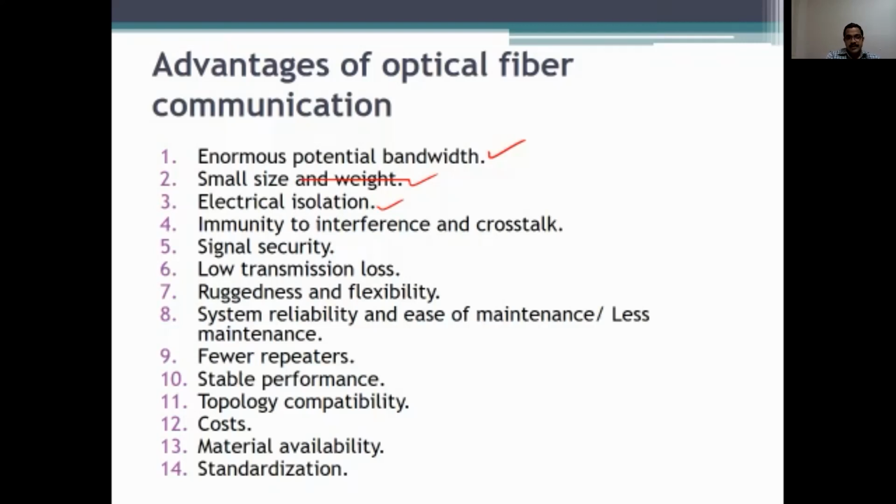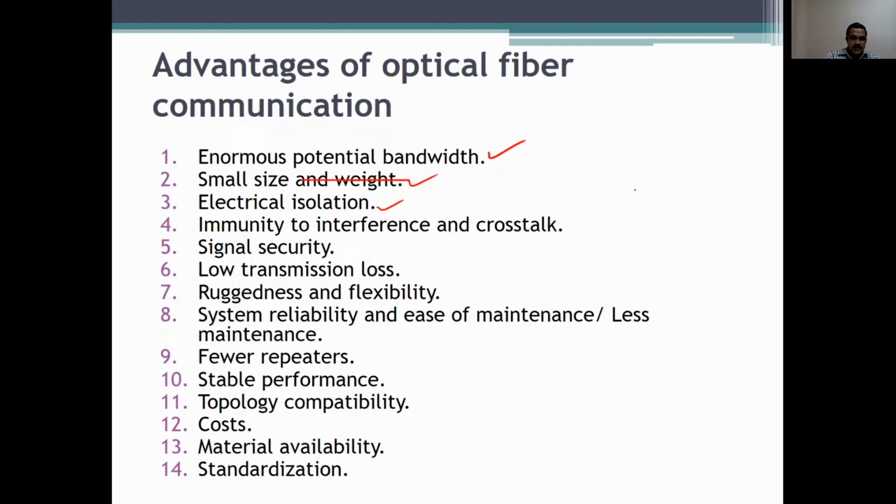Because of that, there is no chance of electrical shock, or electrical leakage in case of any lightning or thunder or any other electrical leakage. There are no such issues. The circuit or the communication line is completely isolated from such electrical hazards. So that is another main advantage.